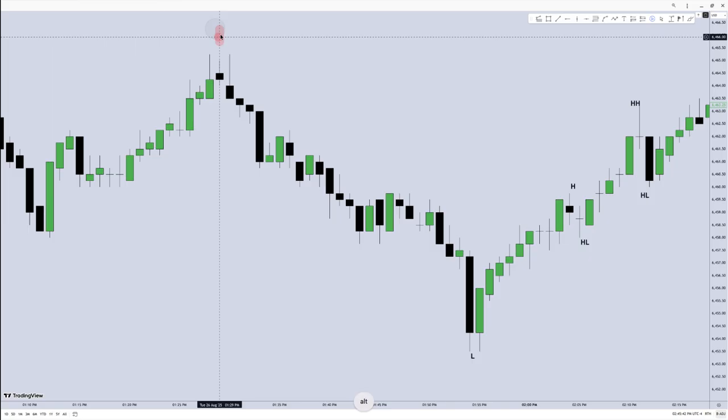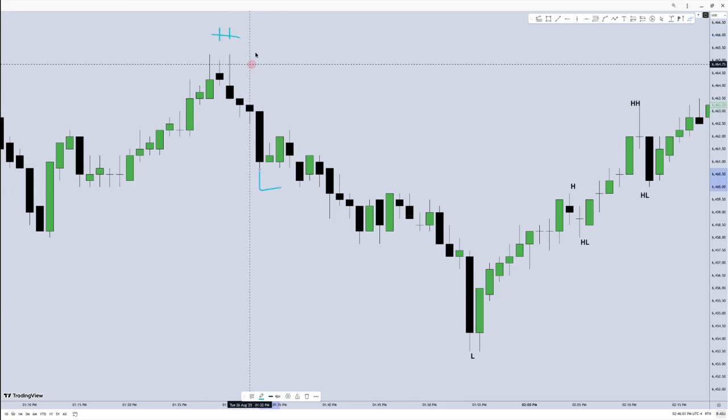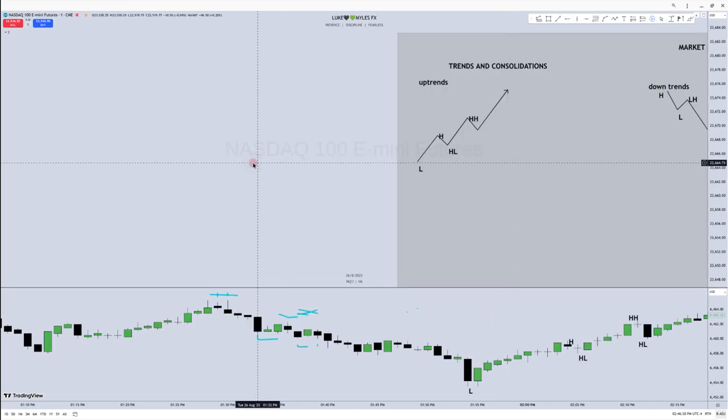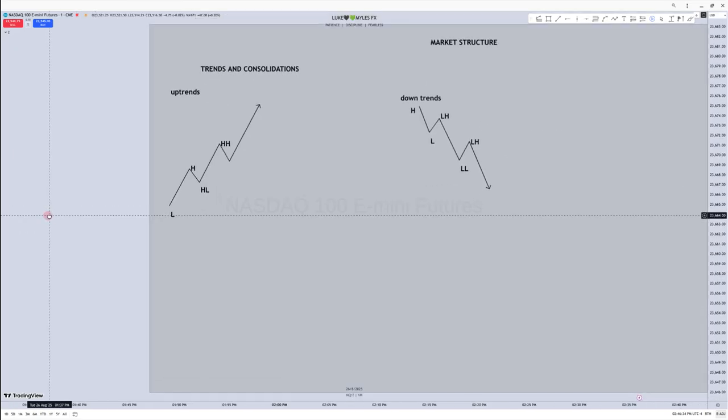So if this is my high, and then this is my low, market dropping. If this is my high and then this is my low, market dropping lower than this low, so this low is lower than this low, so this is a lower low, and this high is lower than this high, so this is a lower high. Sorry for that. That is a lower high, and so on and so forth, as I said. So that is basically trends.